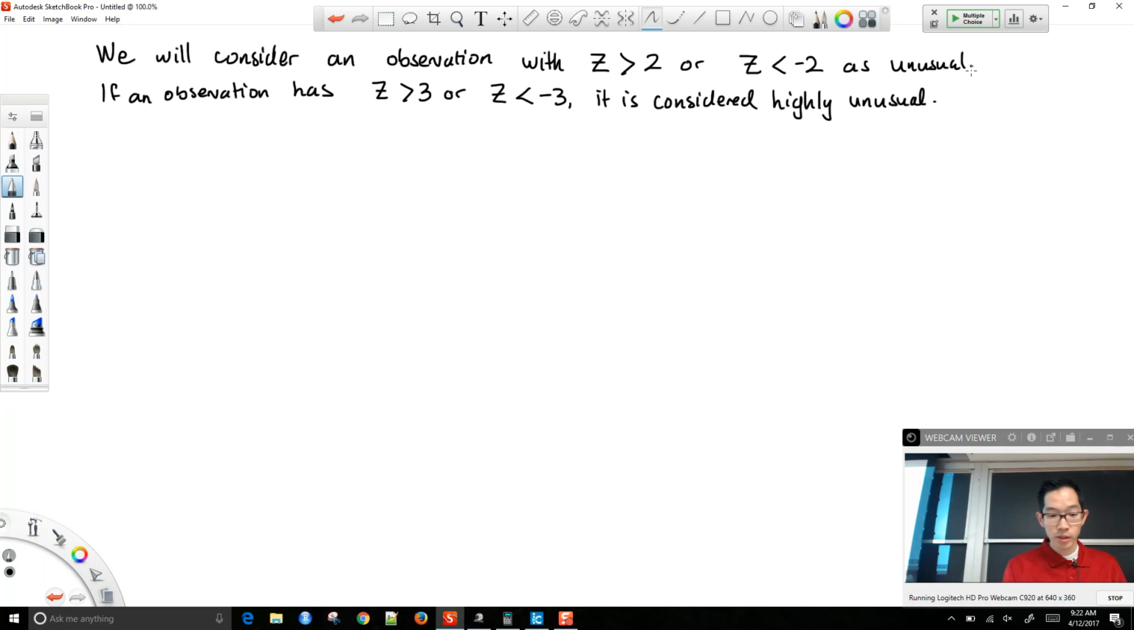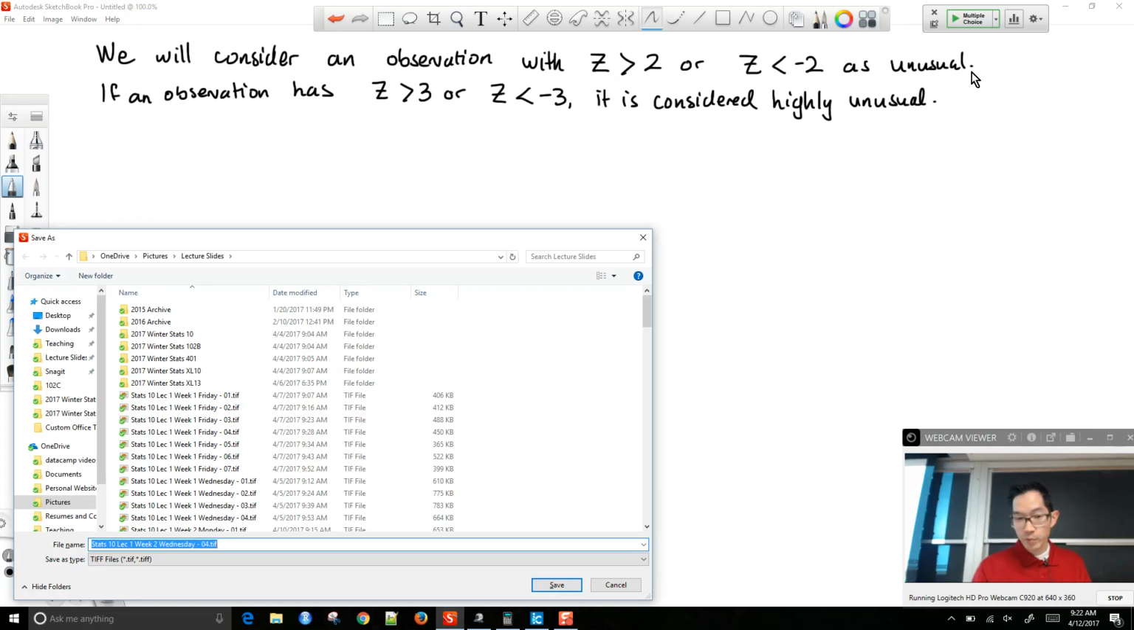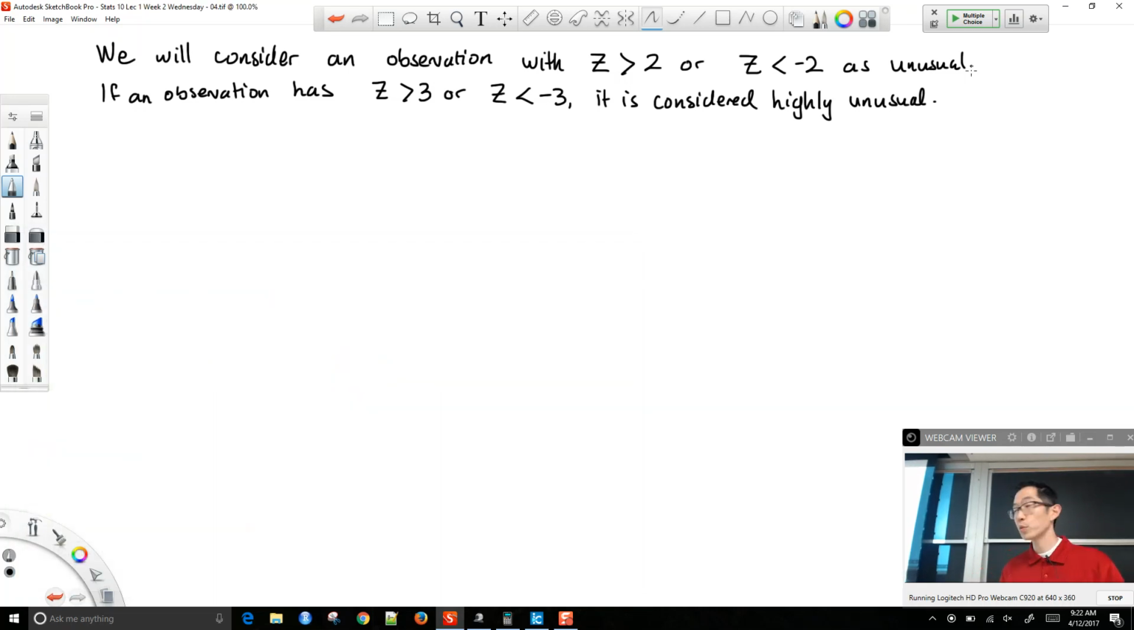Okay, and so, 95% have z's between 2 and -2, so, only 5% of these observations have z's greater than 2 or z's less than -2, so we would consider that 5% to be unusual. And then if it's greater than 3 or less than -3, only 0.3% have z's greater than 3 or less than -3. So those are considered highly unusual.